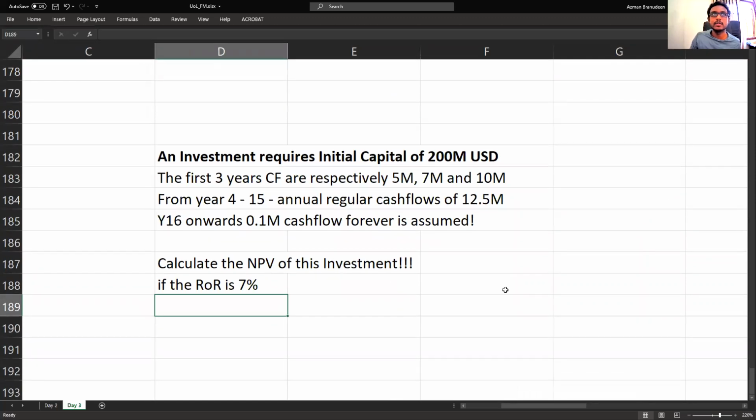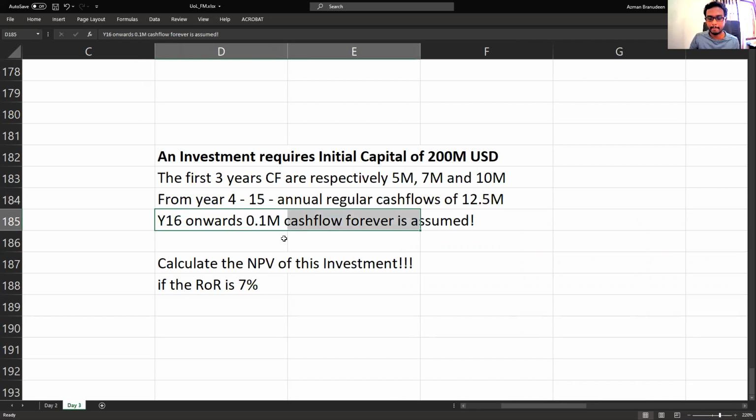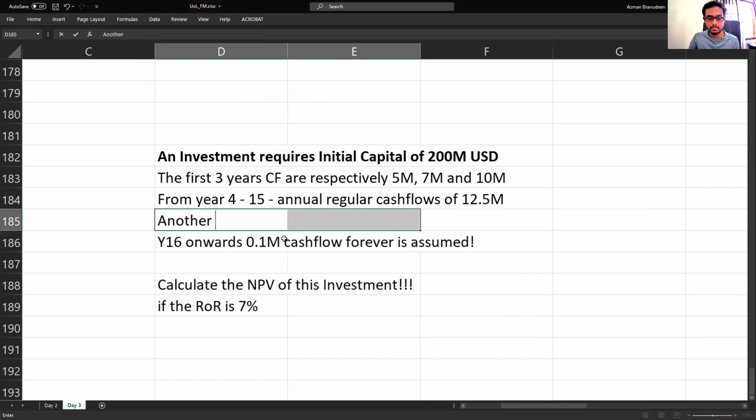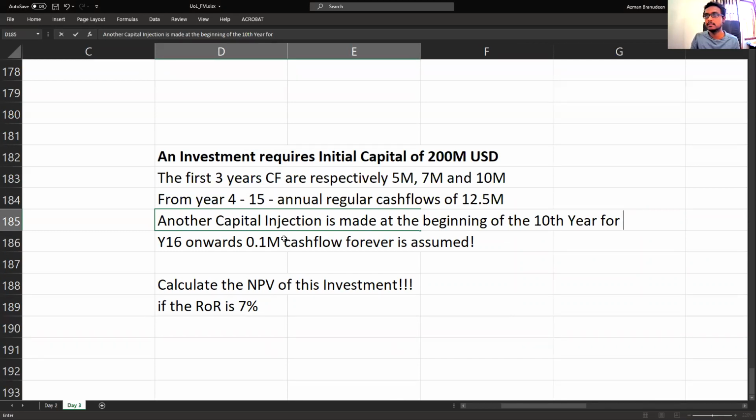You have to be very careful. There's another capital injection made at the beginning of the 10th year for 18 million USD.